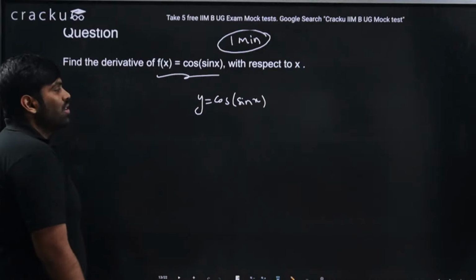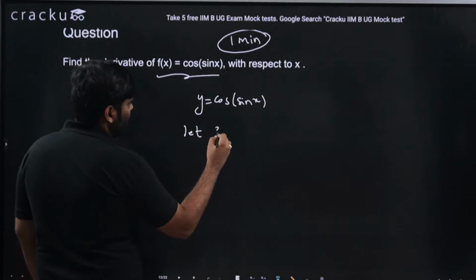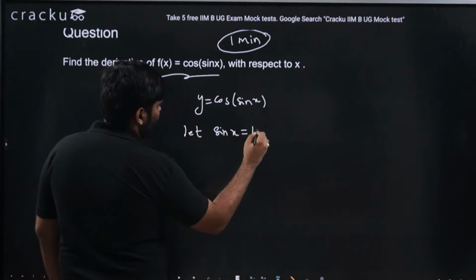We were given y is equal to cos of sin x. The way of doing this is what I said. Let us assume this sin x to be some value t. Let sin x be t. Then I can write y is nothing but cos t.